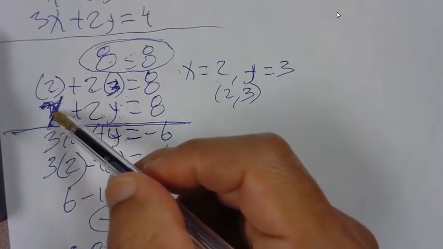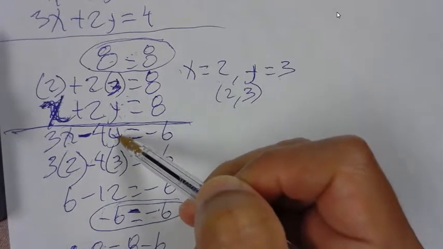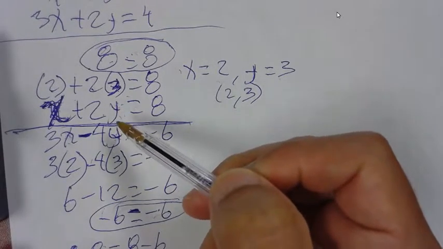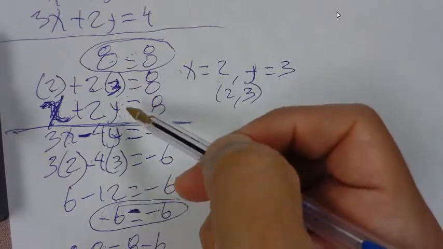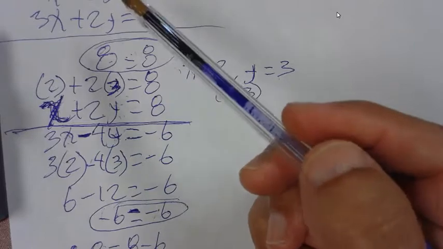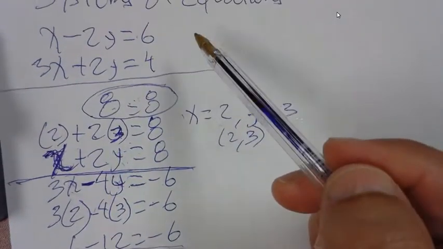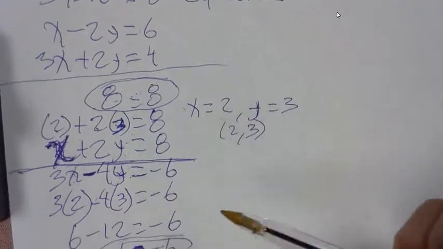Therefore, this x value is the same for this one, and this y value is the same for this one. Okay, so that's a big transition there, from working with one variable to working with two variables in system of equation form.